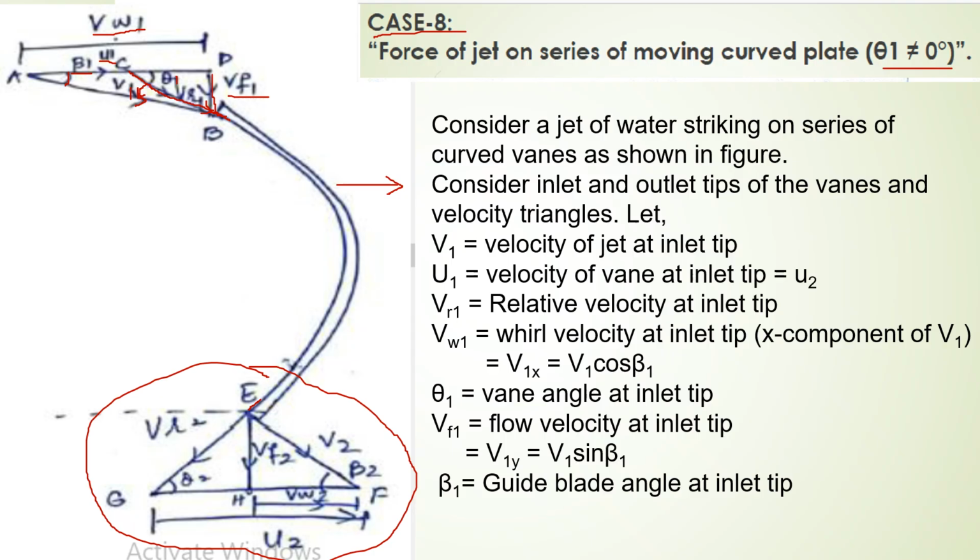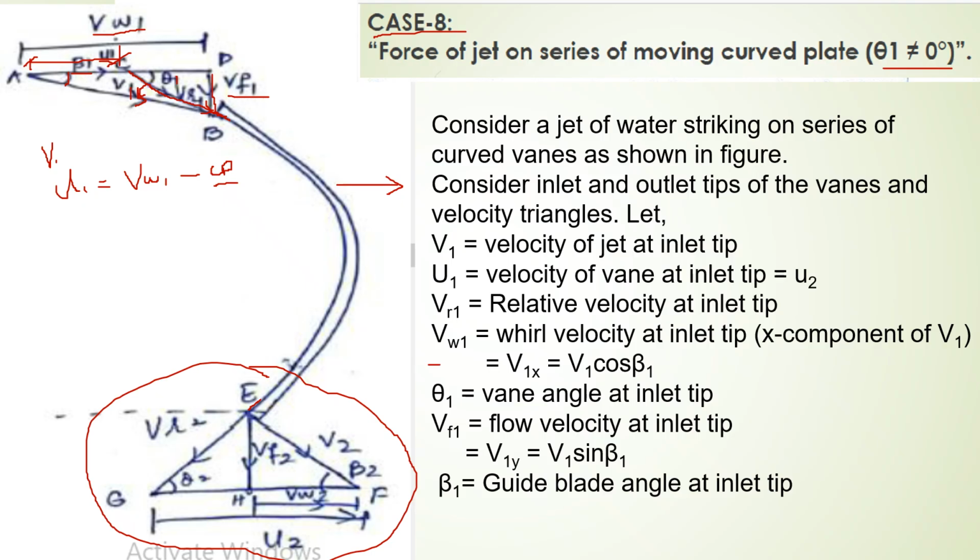So u1 is from a to c, the relative velocity. Okay, so this should be right here. So VW1, u1 should be equal to VW1, whirl velocity, ad minus cd. And what is cd? It is the horizontal component of VR, the relative velocity. C to d is the horizontal component of the relative velocity. So this is going to complete all of the definitions.